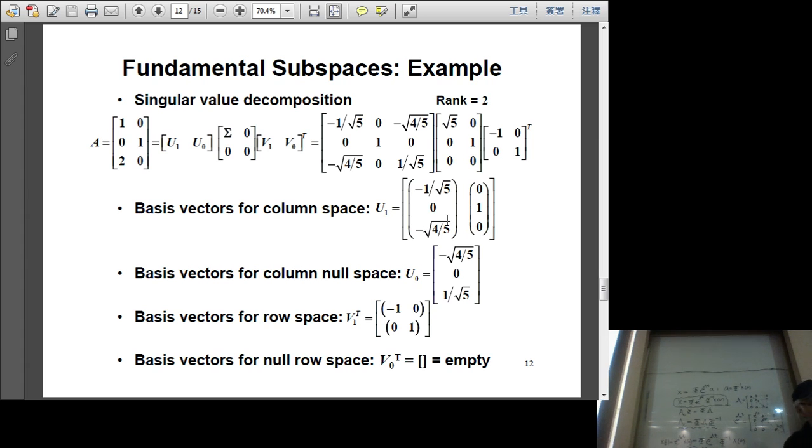The basis vector for space. All right, you mean the basis vector for column space, for example? No, the basis vector for row space. Or this basis vector for row space? You mean this one? Yeah. Okay.